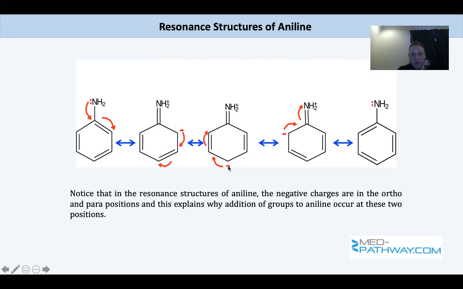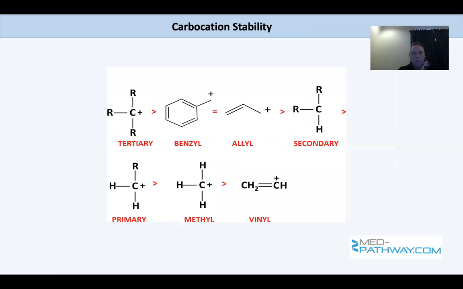And what you can see is that the carbanion is immediately adjacent to the position that's attached to the nitrogen, which is ortho. It's also distal, which is going to be para, but you don't see a lot of meta. So what you can see then is aniline is going to add on to itself at these particular positions based upon the resonance structure intermediates.